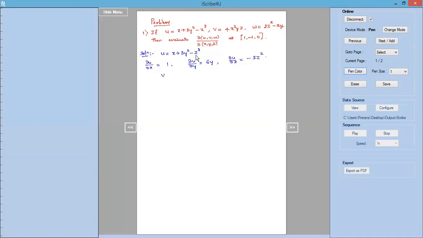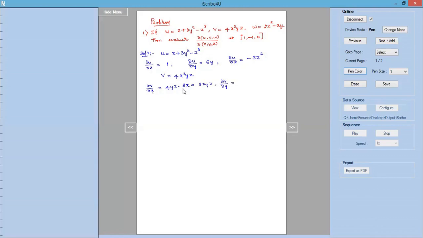In the same way, we consider the function v given as 4x²yz. So ∂v/∂x, we are differentiating partially with respect to x. With respect to x, 4yz is a constant. We will write 4yz as it is in the product. Differentiation of x² partially with respect to x gives us 2x. So this is equal to 8xyz.